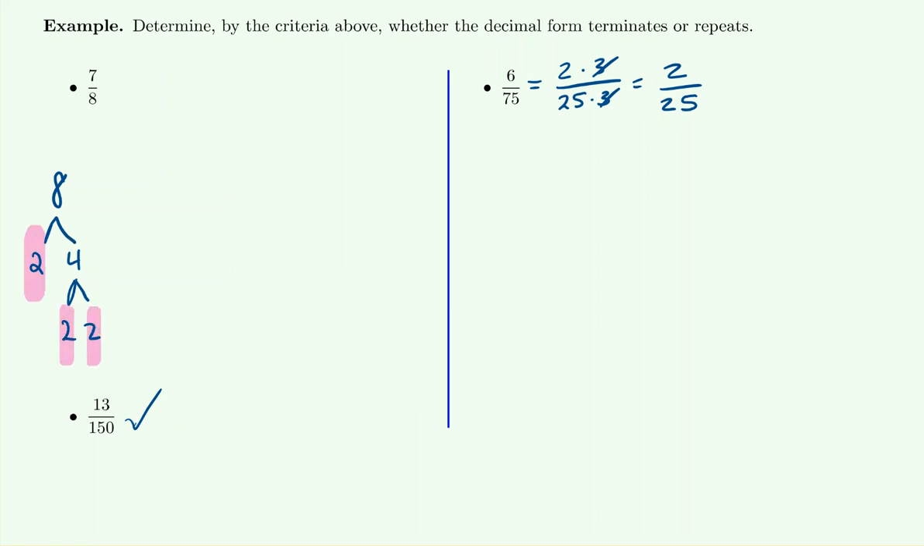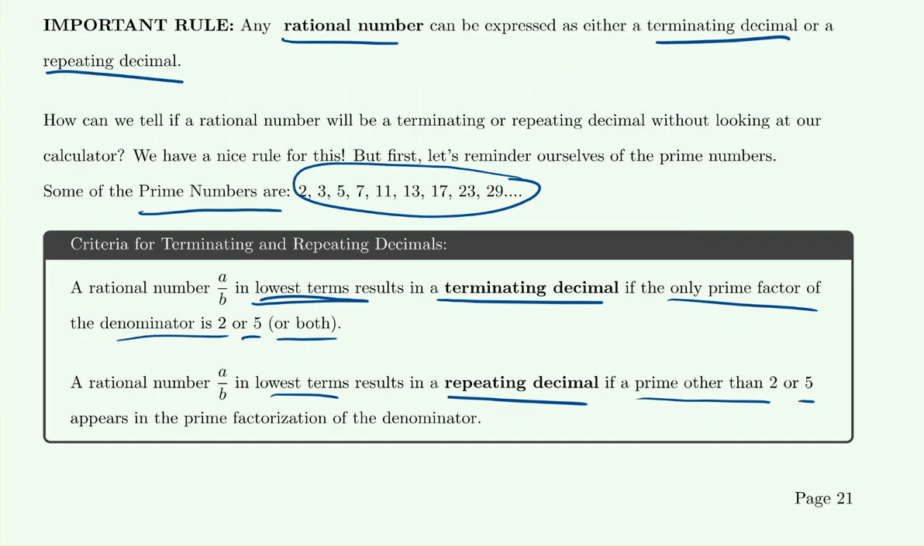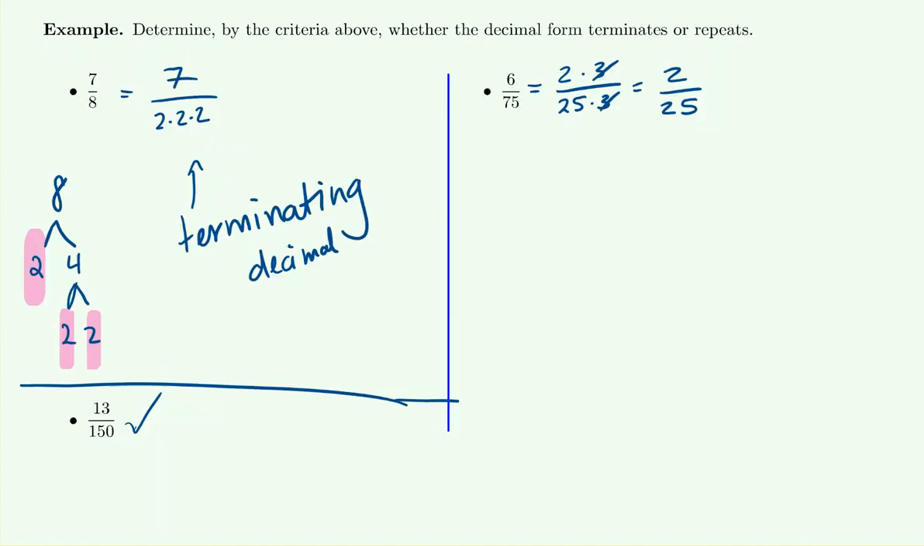And all the digits at the bottom of the tree are your prime factors. So this is saying 7/8 is 7 over 2 times 2 times 2. Now, there is only factors of 2 here. So looking back at our criteria, we've only got prime factors of 2 or 5 or both. In this case, it's just 2. So our original first example is going to be a terminating decimal.